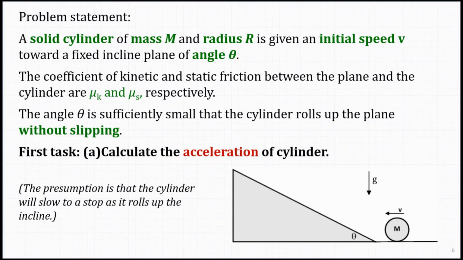Our problem statement is that a solid cylinder of mass m and radius r is given an initial speed v toward a fixed inclined plane of angle theta. The coefficients of kinetic and static friction between the plane and the cylinder are mu k and mu s respectively. The angle theta is sufficiently small that the cylinder rolls up the plane without slipping.